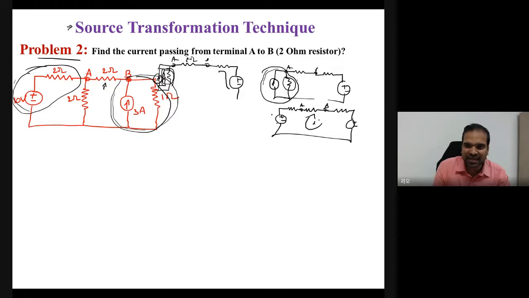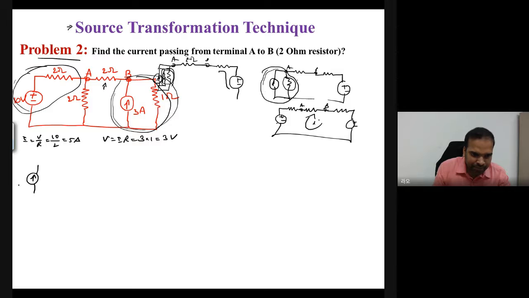As I said, this is our aim. Here I want to convert this current source to a voltage source. V equals IR. What is the current here? 3. And what is the resistor here? 1. So this is 3 volt. Now when coming to this branch, I want to convert from voltage to current. Therefore I equals V by R. What is V? 10. The resistor is 2. Therefore this is 5 ampere.